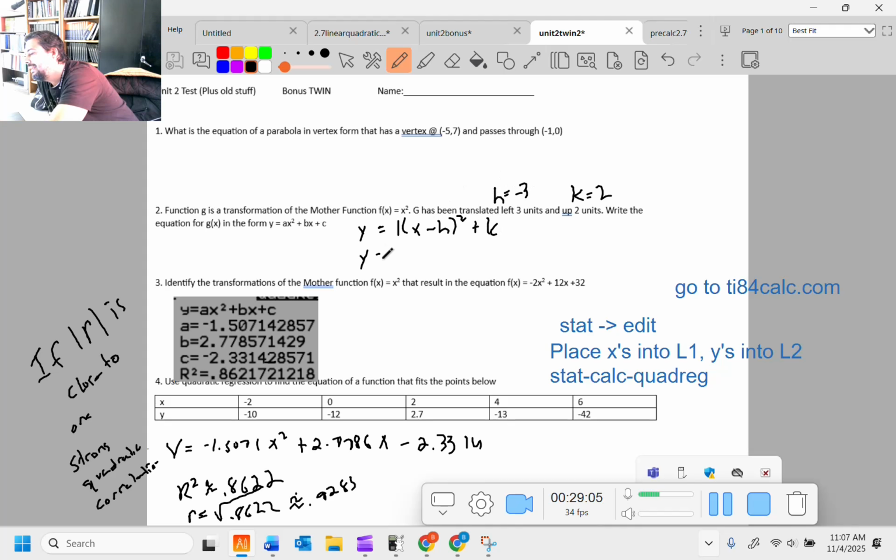If you plug in a -3, you're going to have a positive, right? Because taking away a negative is positive. And then plus 2. You start with vertex form, and you work your way into standard form. So I've said this a couple dozen times. If something's squared, that means it was written twice.